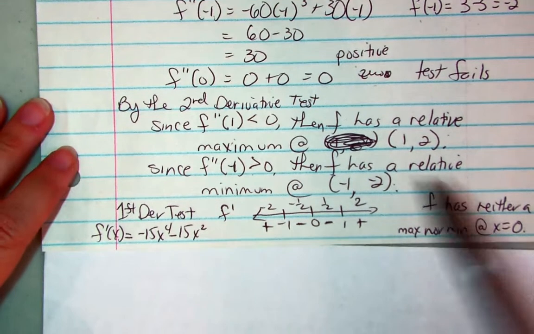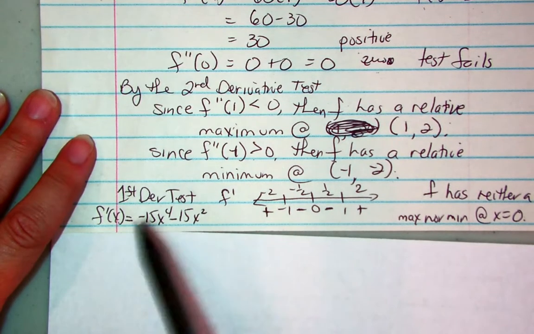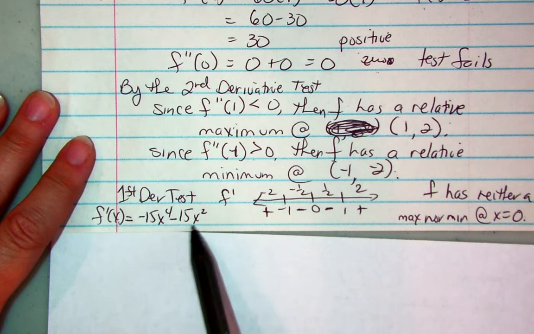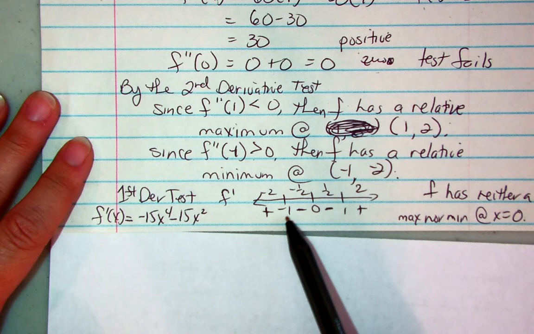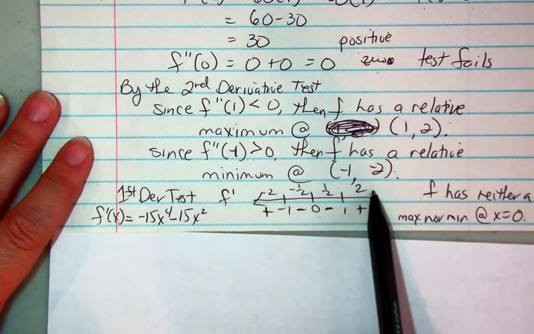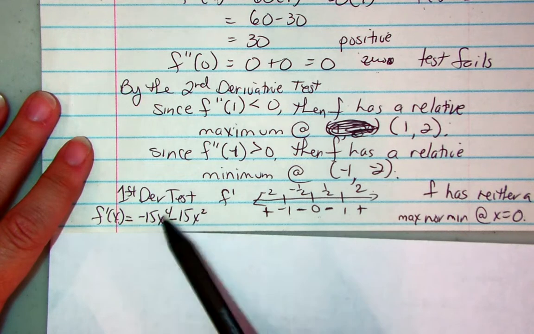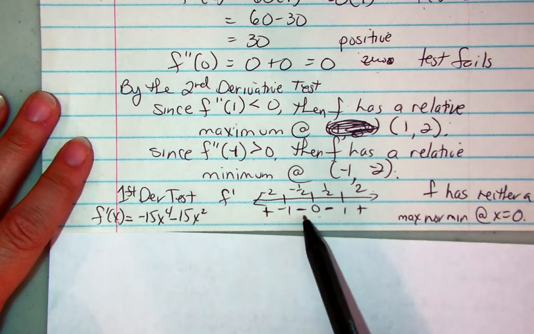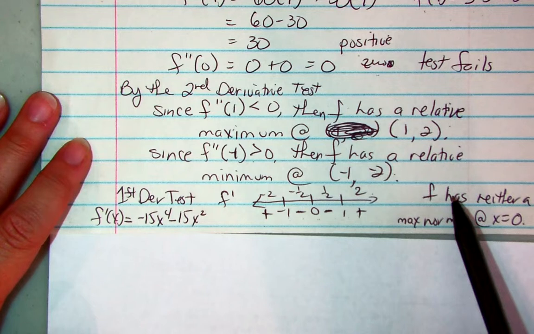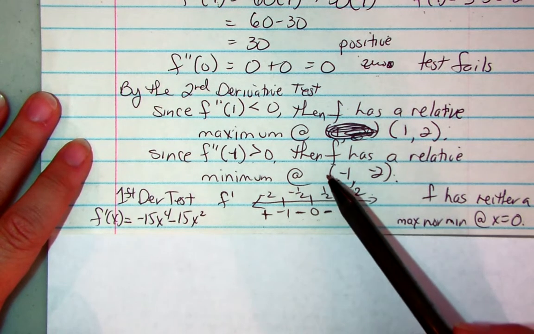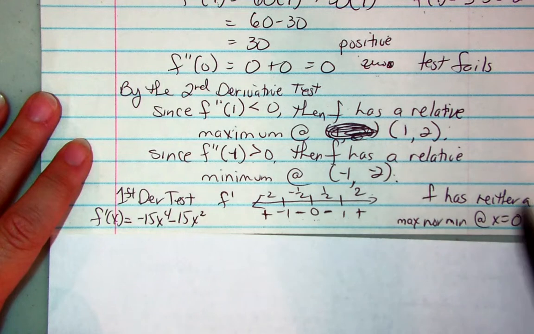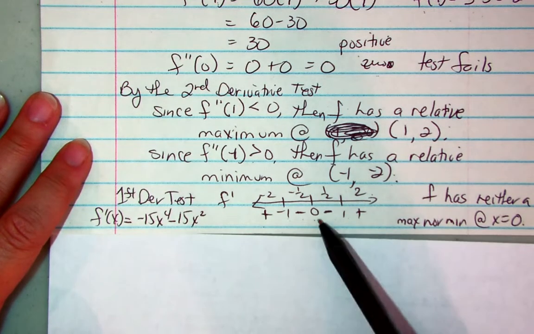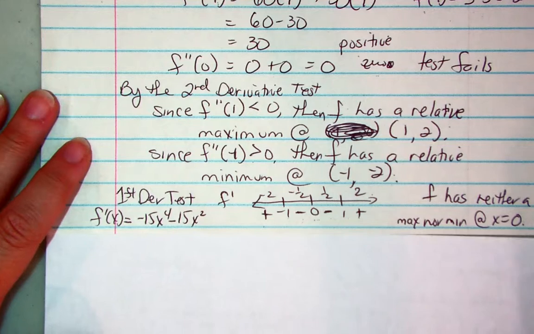Now, the one that failed, the first derivative test, is what I have to do. So I went back to the first derivative, and on this line, I used the first derivative test. I put all my critical numbers, -1, 0, and 1. So I had 4 test points. On the 4 test points, I put each one of them into here, and I got positive, negative, negative, positive. So the only one that I could not answer by the second derivative test was the critical number 0. Here, f has neither a max nor a min at x equals 0 because the signs are the same.